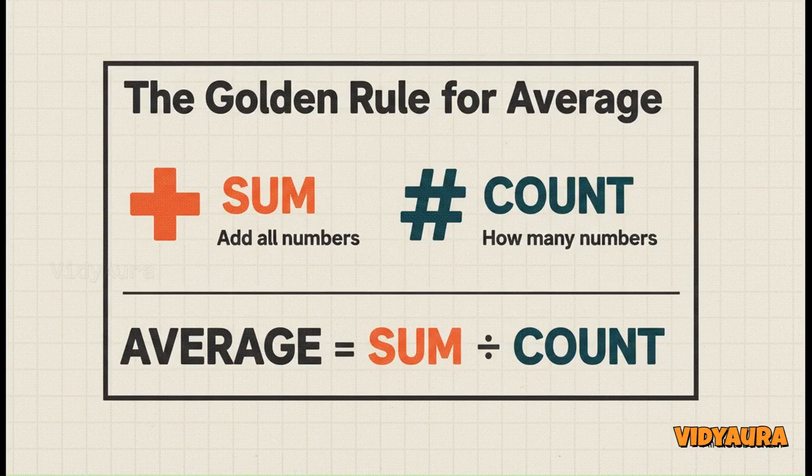Okay, everyone, this is super important. This is the golden rule for averages. It's a simple formula. Average equals the sum of all the numbers divided by the count of the numbers. Now, sum is just a fancy word for adding everything up, and count is just, well, how many numbers you have. This formula right here is your secret weapon for any average problem, so you've got to remember this one.